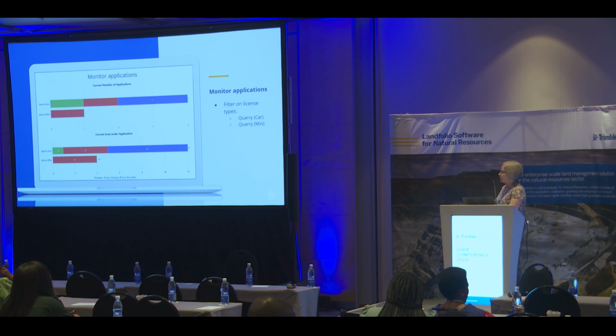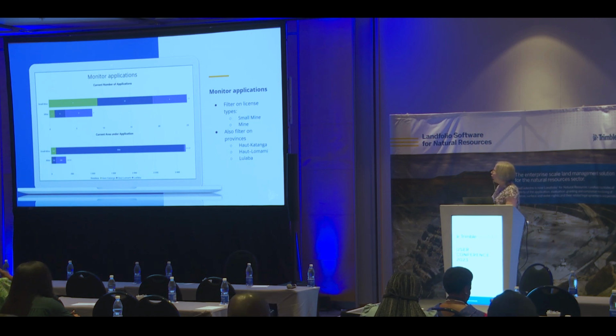Another example. Here I filtered not by provinces, but by license types. I've chosen those 2 license types, and we can see for those 2 different quarry application types, there's only actually 3 provinces where there's quarry applications, and then again, the area coverage.